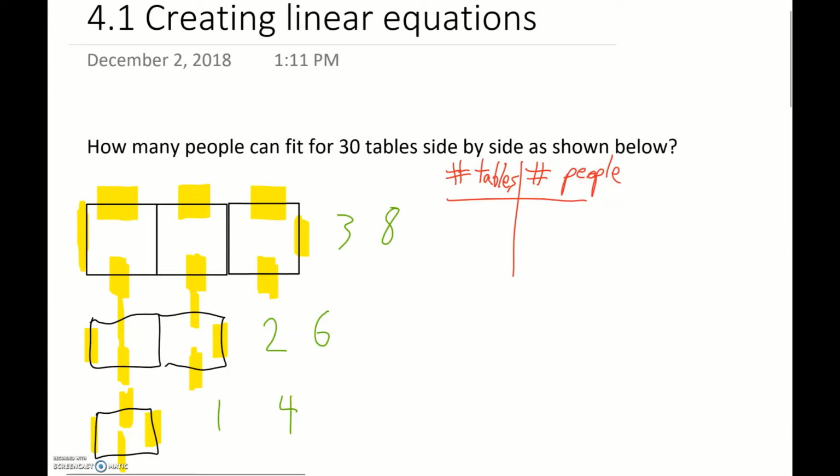If we now look at this, if we have one table, how many people? 4, as we have. 2 tables, 6 people. 3 tables, 8 people. As we have more tables, we have more people, and it goes up by 2. So 4 to 6 is 2, 6 to 8 is 2.